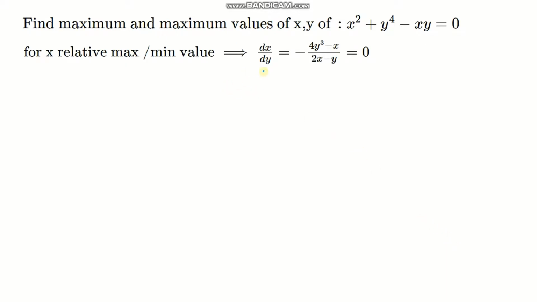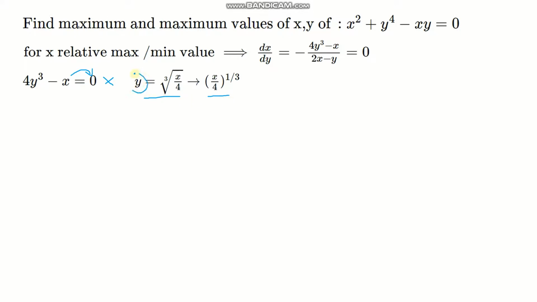Since dx over dy equals negative (4y cubed minus x) over (2x minus y) equals 0, we need only the numerator equals 0. So 4y cubed minus x equals 0. We divide by 4 and take the cube root, giving y equals the cube root of x over 4. This form is the same as (x over 4) raised to the power of 1 over 3. Now we have the y value.